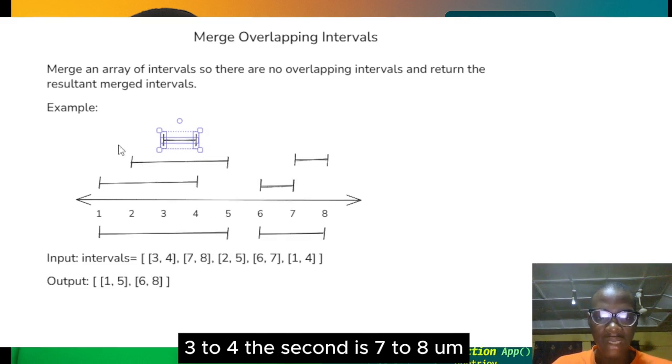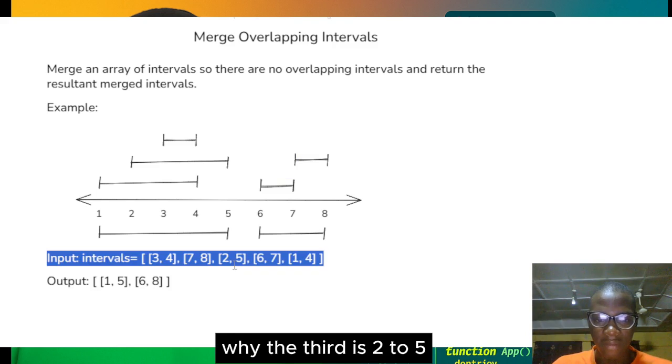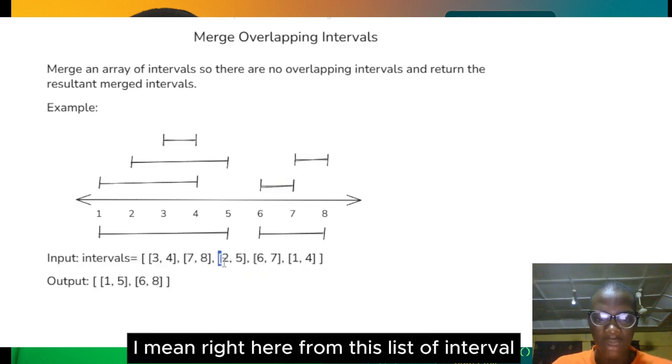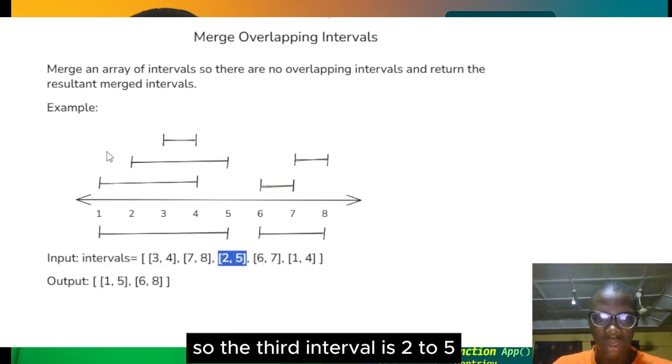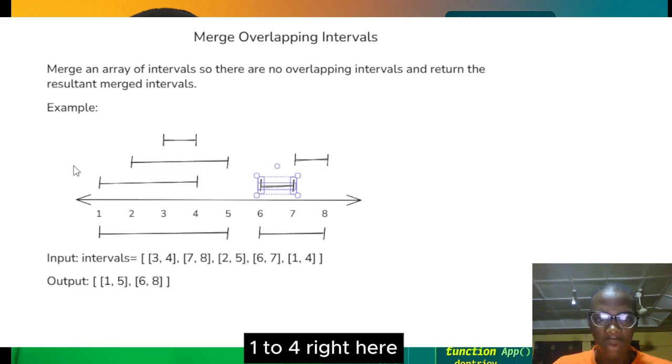The second is 7 to 8, right here. The third is 2 to 5, from this list of intervals, and this is right here, 2 to 5. Then we have a 6 to 7, and then we have a 1 to 4 right here.